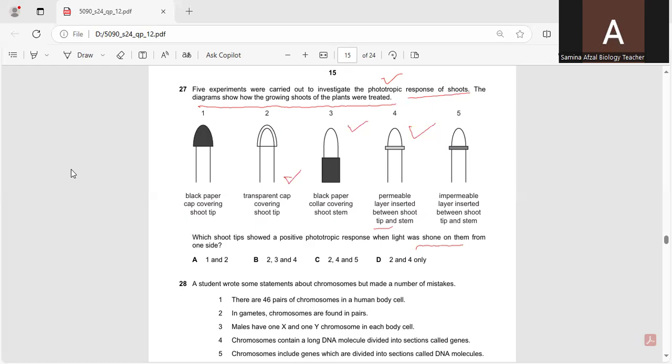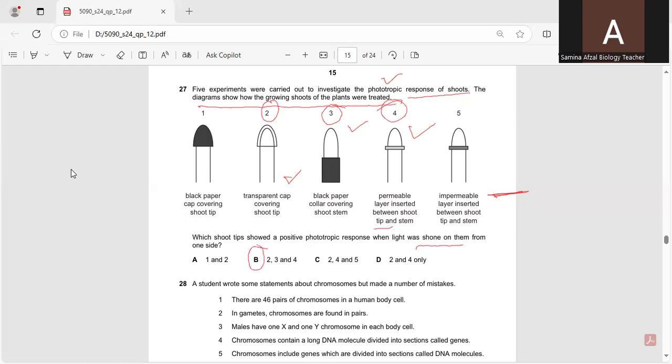So 2 will show the response, and 3 will also, and you can see 4 will also. There is a permeable layer in 4, and this is an impermeable layer in 5. Due to which 5 will not show any response. Only 2, 3, and 4, these tips will show response towards the light.